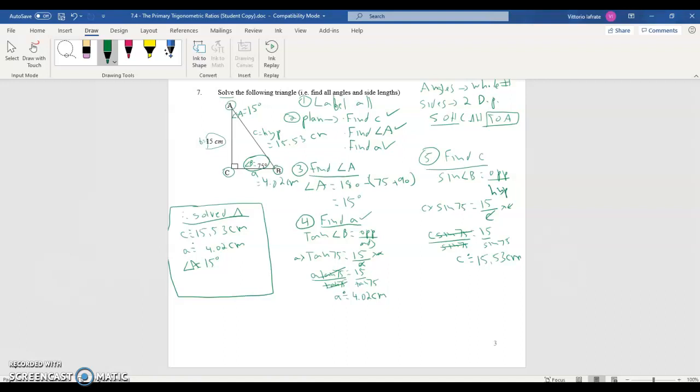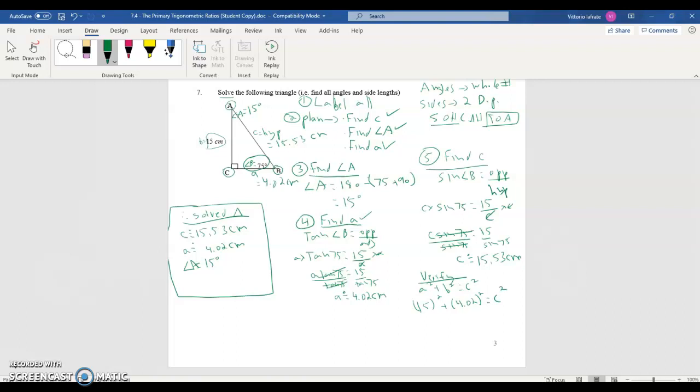You could verify side C just to make sure that everything kind of works together. So I'm just going to do an extra step. I'm going to do a verifying or double checking if you have time. If you don't have time, don't waste your time doing this. It's really only if you have time near the end. So a squared plus b squared is equal to c squared. So we have 15 squared plus 4.02 squared. We might not get the exact answer because we rounded, but we'll get pretty close if we did all our steps correctly.